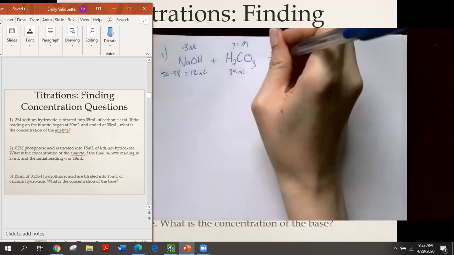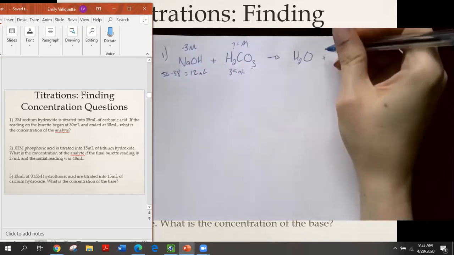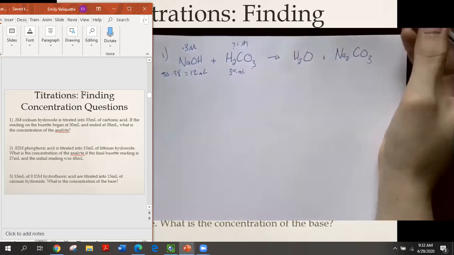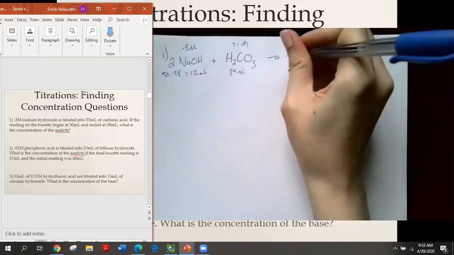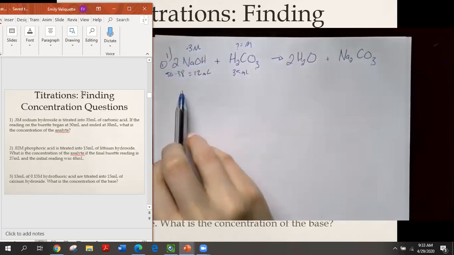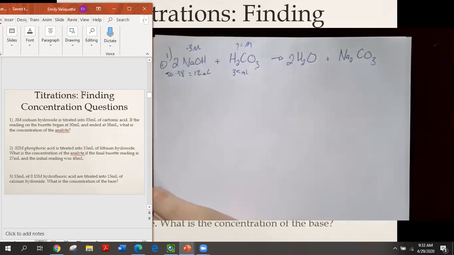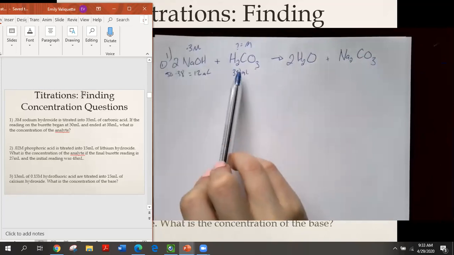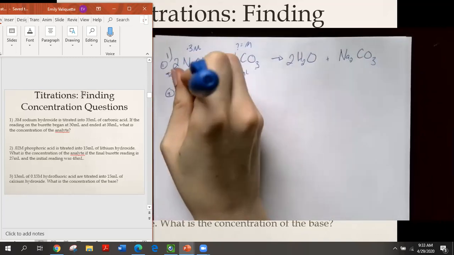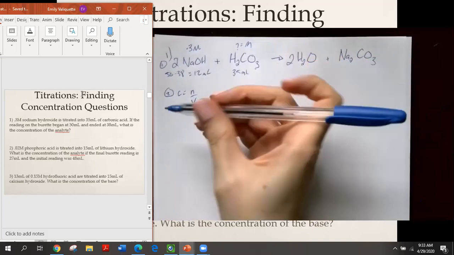And so we're going to, of course, write the rest of our neutralization reaction. All neutralization reactions make water, and then our salt will be Na2CO3. So, of course, we have to balance this. We'll put a 2 there and a 2 there, and then it's balanced. So that's our first step. Make sure everything's balanced. Make sure we have both volume and concentration for one of our reactants, and then volume for the other one. Step 2, we're going to do C equals n over V for the reactant that we know both the volume and the concentration of.